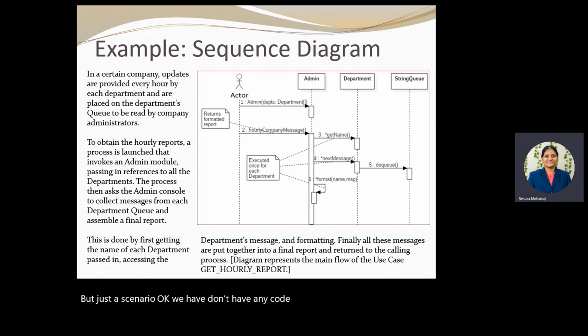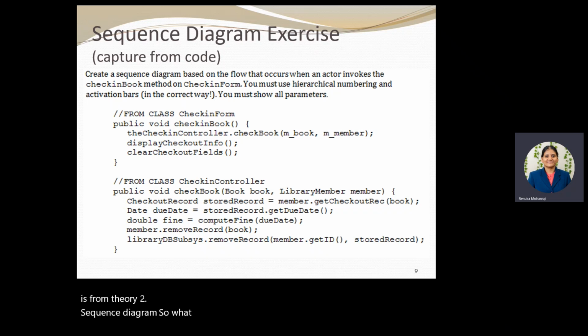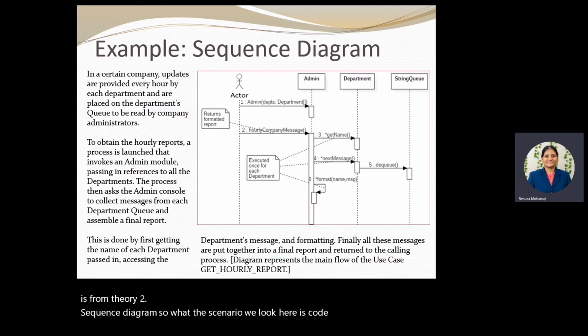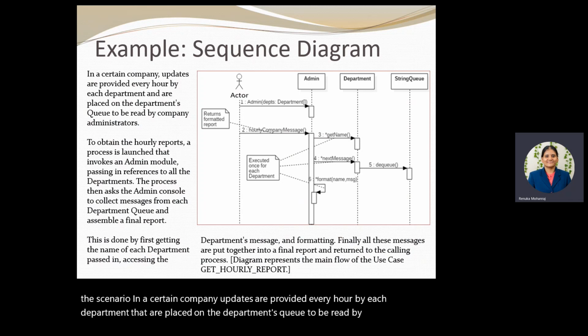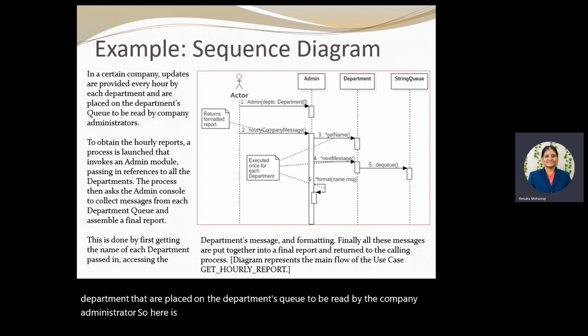In a certain company, this is from theory to sequence diagram. So the scenario we look at here is theory to diagram. Updates are provided every hour by each department and placed on the department's queue, to be read by the company administrator. So here I have an actor. The company administrator can interact with the department to get their hourly report. Then that will be put in a queue.